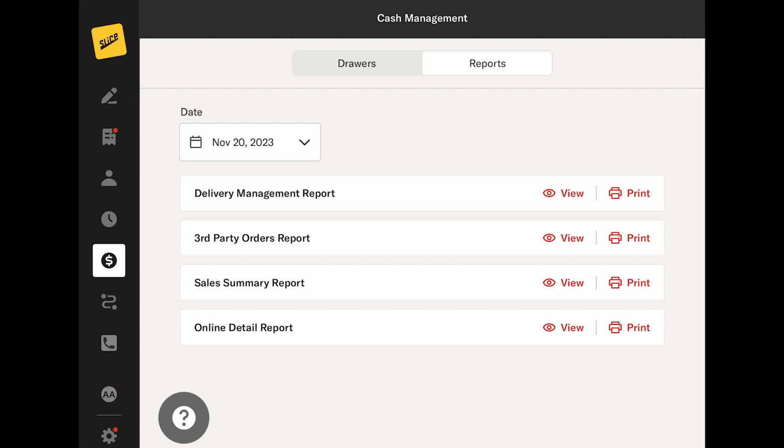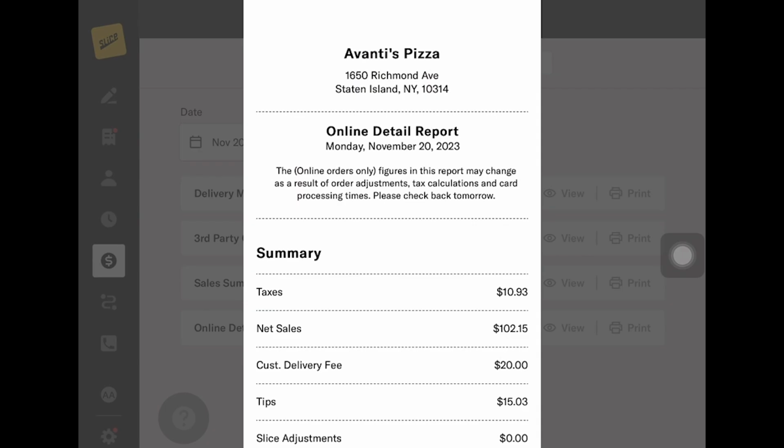We are currently navigating within the reporting section of the cash management screen. Now, let's look at the online detail report. This is an overview of your Slice online orders for an entire day.